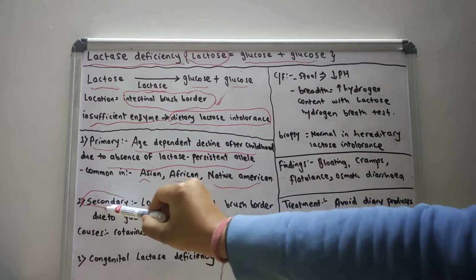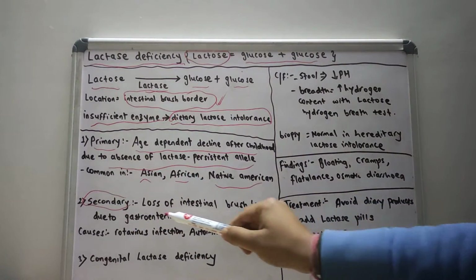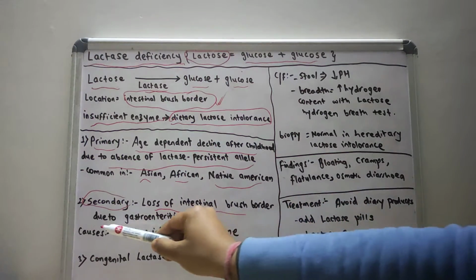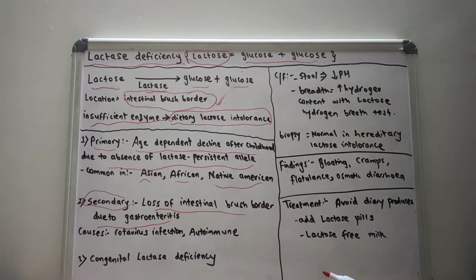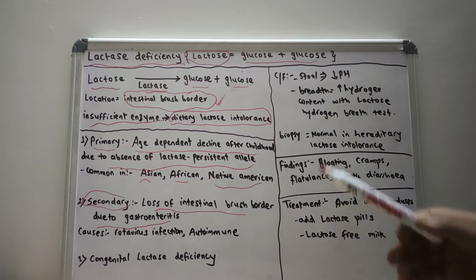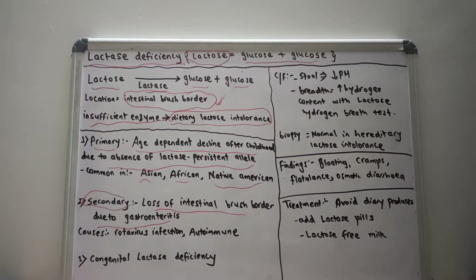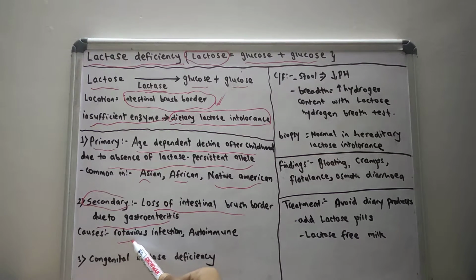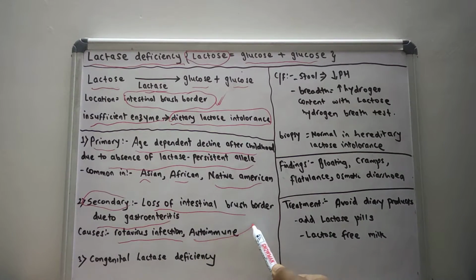The secondary lactase deficiency occurs due to the loss of intestinal brush border due to gastroenteritis. If there is lack of brush border of the intestine, then there will be no enzyme lactase. If there is no enzyme, then lactose cannot be converted into two molecules of monosaccharides. Gastroenteritis is mainly caused by infection, mainly by the rotavirus, and various autoimmune disorders.